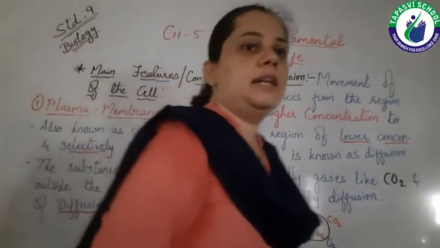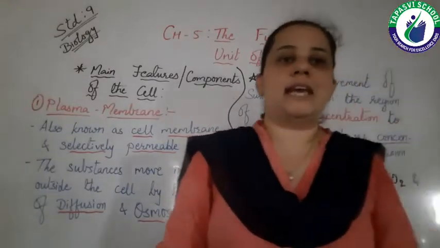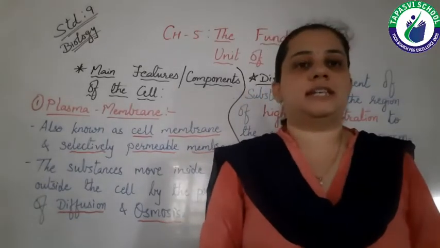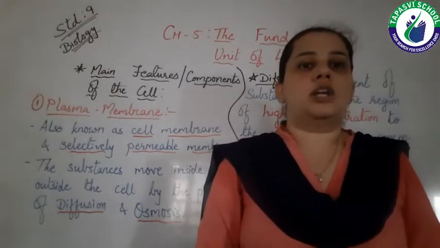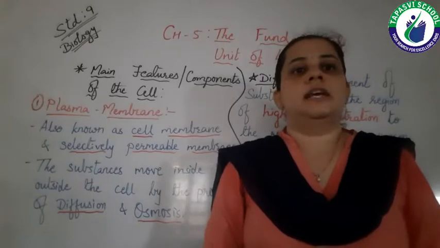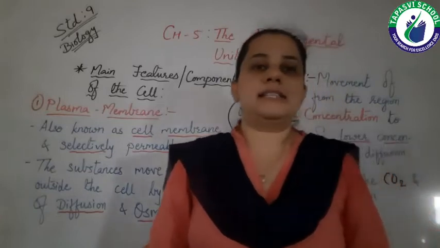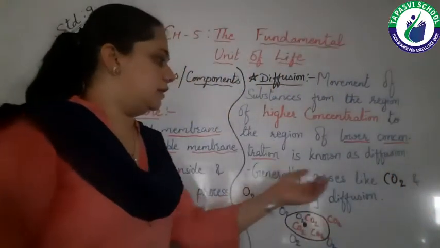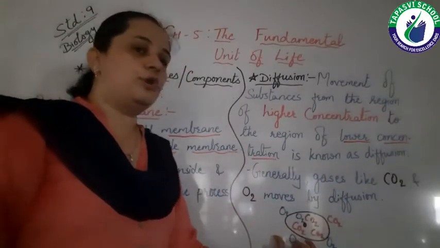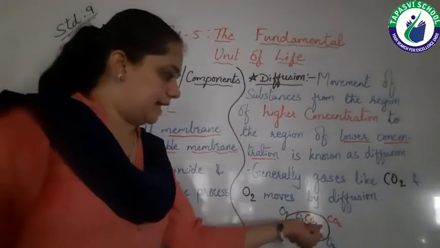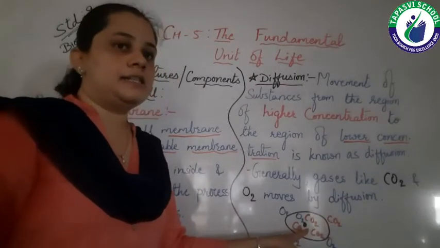Generally, oxygen, carbon dioxide and other gases will move from the cell or to the cell by this process known as diffusion. But it will depend on the concentration of that substance inside the cell or outside the cell. Let's see an example. Generally gases like CO2 and O2 move by diffusion, as I told. Here I have drawn a figure. This is a cell, this is the cell membrane, this is the cytoplasm and the middle is the nucleus.